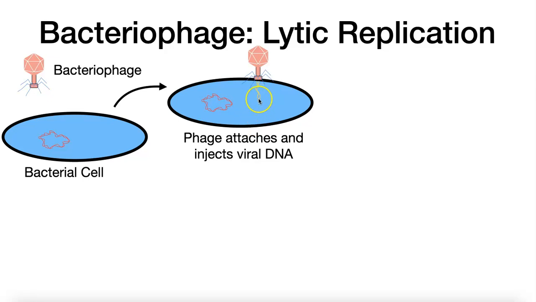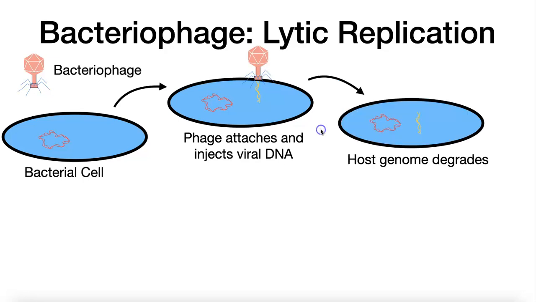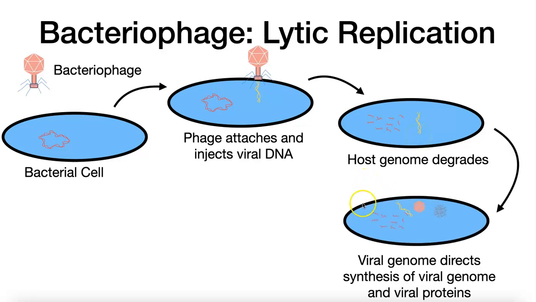There are instructions on that viral DNA that will tell the cell to make proteins, and some of these proteins will actually degrade that host cell chromosome, so it's no longer intact. So then the intact viral DNA is going to be used to make viral parts. Those are viral genome pieces and viral proteins.